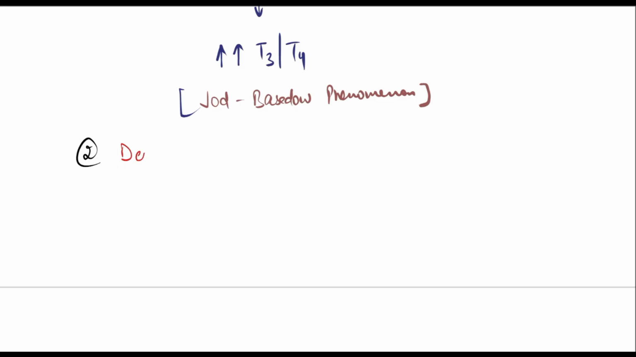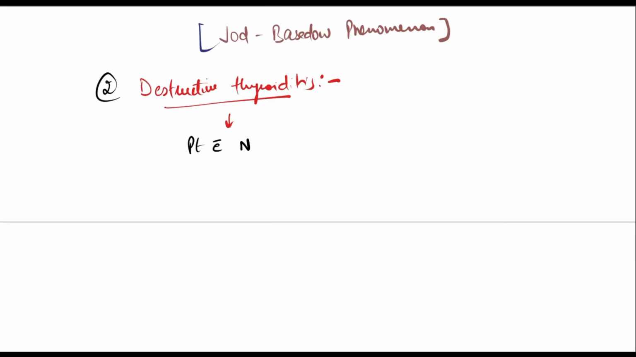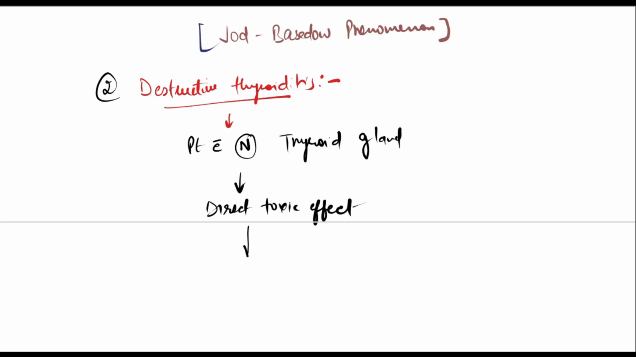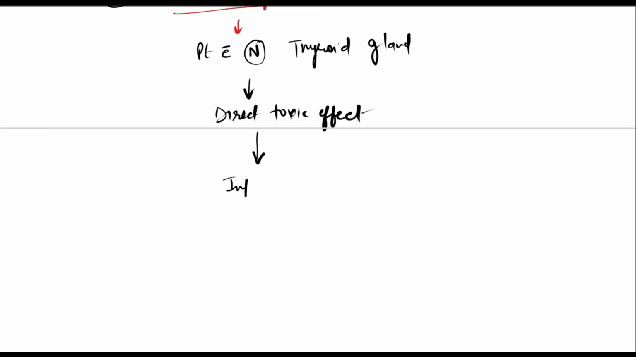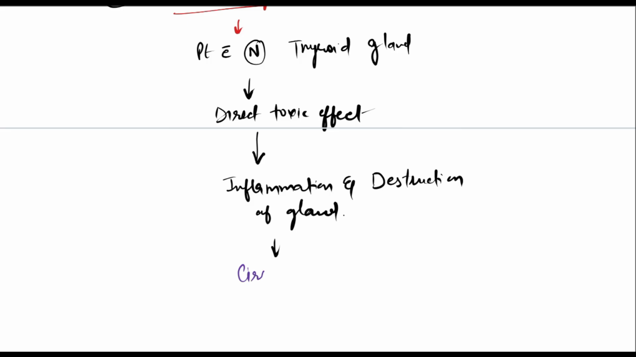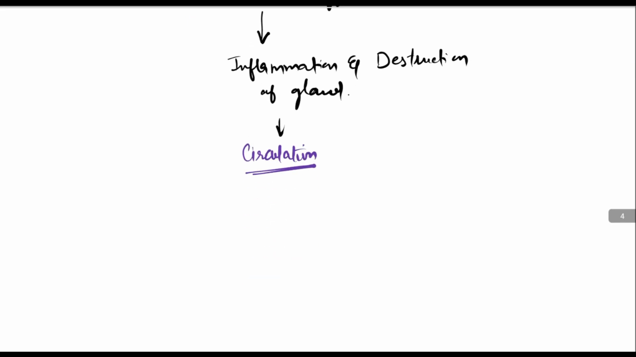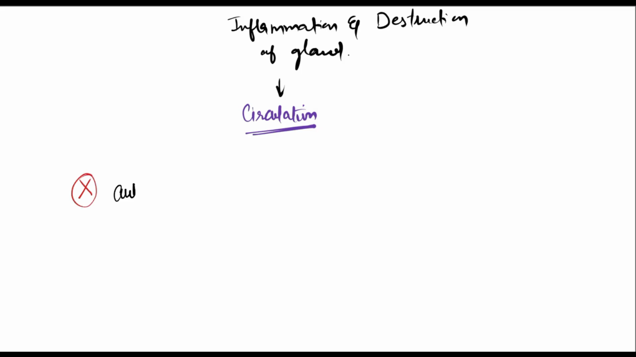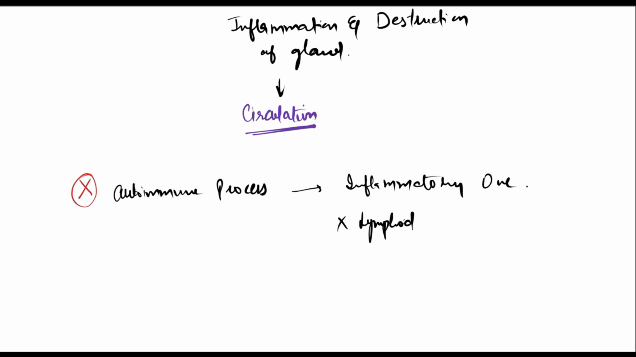And second, destructive thyroiditis due to excess iodine. In a patient with a normal thyroid gland, its direct toxic effect on thyroid follicular cells leads to inflammation and destruction of the gland and release of preformed hormone into the circulation, and that's how amiodarone causes the destruction of the thyroid gland. It is not an autoimmune process but rather an inflammatory one, as histologically no lymphoid follicular or germinal center is present.